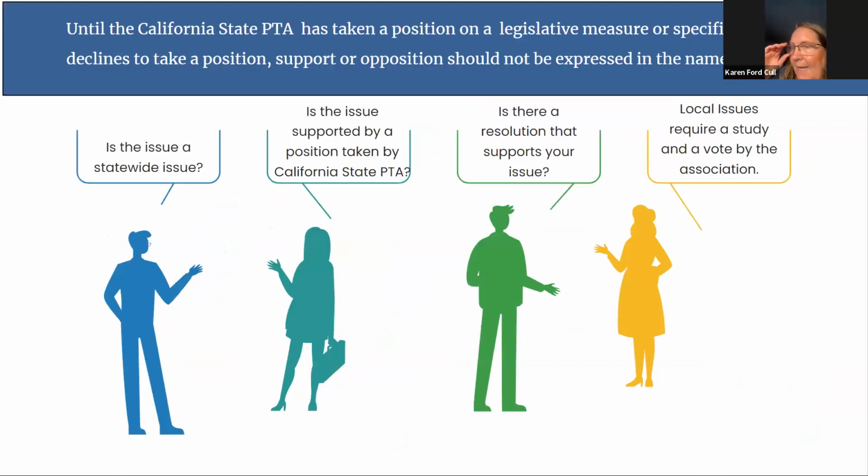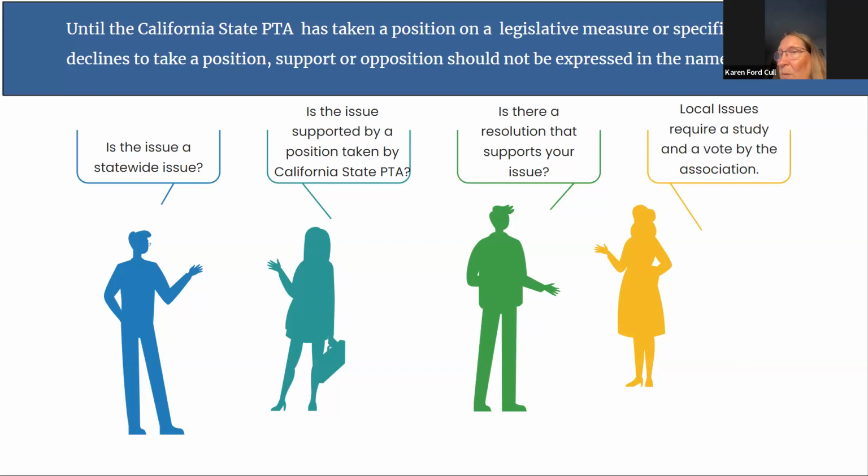So if you go to the next slide, you can see that this is the main thing you should remember, is that until this California State PTA has taken a position on a legislative measure, or specifically declines to take a position, support or opposition should not be expressed in the name of PTA. So is the issue a statewide issue? If not, then that's something you can decide locally, but you have to do a study and a vote of the association. If it is a statewide issue, then it's up to the California State PTA.